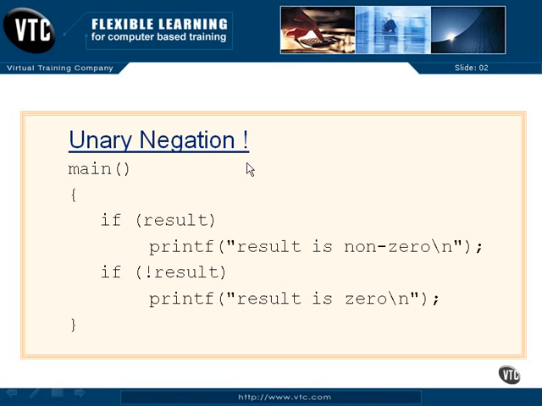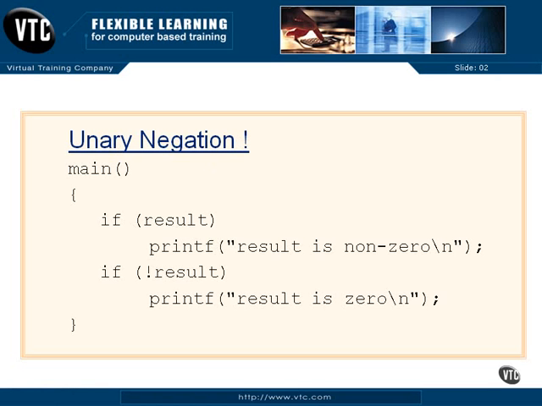We saw an exclamation point and an equal sign for not equals. Well, this is a not by itself, the unary negation. We call it unary because it works on a single operand. It doesn't need two things to compare. So it's unary negation. Here we say if result, and what we're doing is we're trying to see if that variable result is non-zero. If it is non-zero, we consider it to be true.